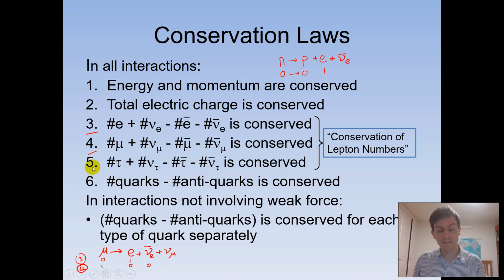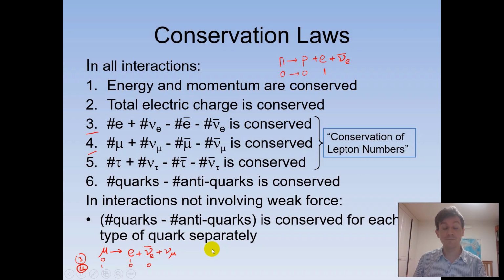Next, number 6 is about numbers of quarks. So if you add up all the quarks in the interaction and then take away all of the antiquarks in the interaction, then again that must be a constant. So if we look at this interaction here, I started with 3 quarks in the neutron, and then I had 3 quarks in the proton. Okay, so that's okay, and there's no antiquarks here.